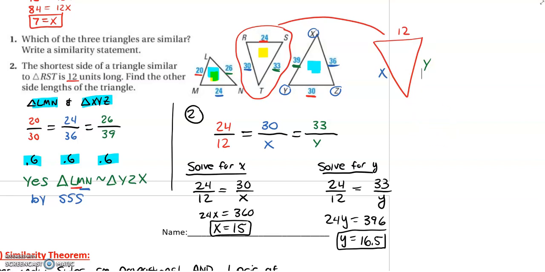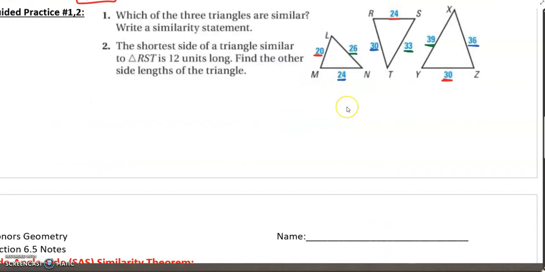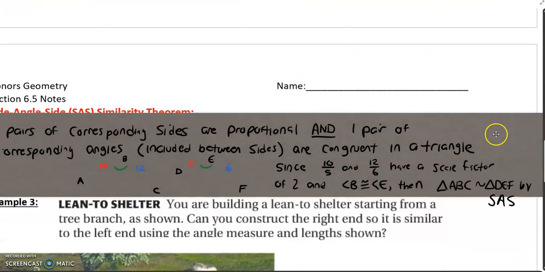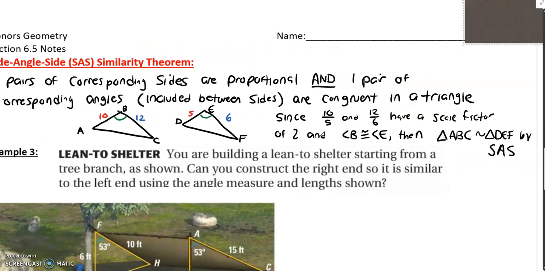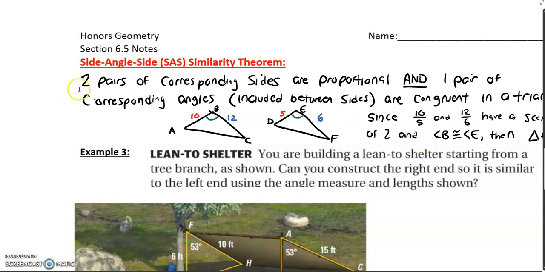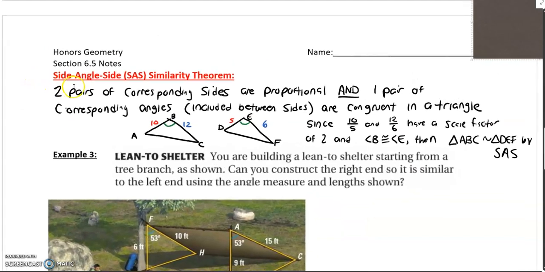So that concludes the side, side, side portion of the video. And for the last few minutes, we're going to talk about one last type of way to prove similarity, and that is side angle side. So let me move this out of the way, if it'll let me. There we go. All right, so let me make that a little bit smaller so you guys can see it all on your screen. There it is.